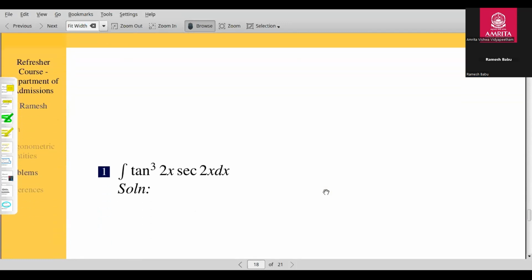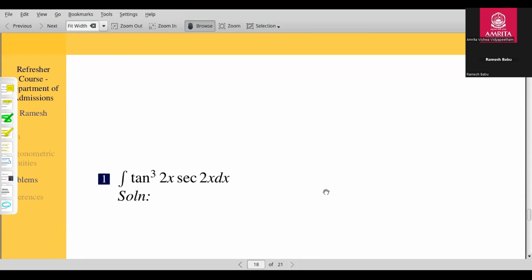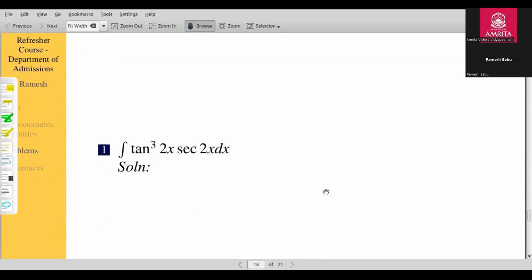The last problem in this session, I am giving you a hint that you have to work on it. Here, tan cube 2x into secant 2x into dx, right? I want to integrate this. Integration of tan cube 2x into secant 2x into dx. But tan cube 2x can be split into tan squared 2x into tan 2x into secant 2x into dx. So you can take a substitution.